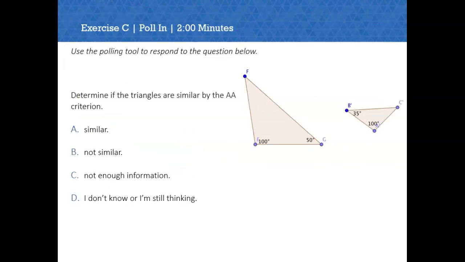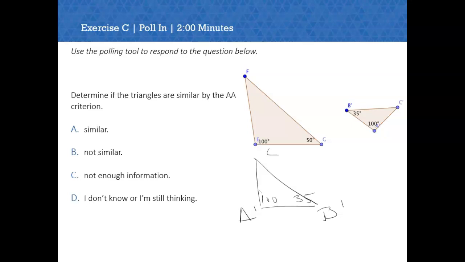Determine if the triangles are similar by AA. This one's a little bit harder to tell, but if I flip this around, oh, I saw the prime, so I thought maybe they were lined up. FEG, and if we flip this, we're going to have A, B, C. So we have 100 and 35. So these don't line up.